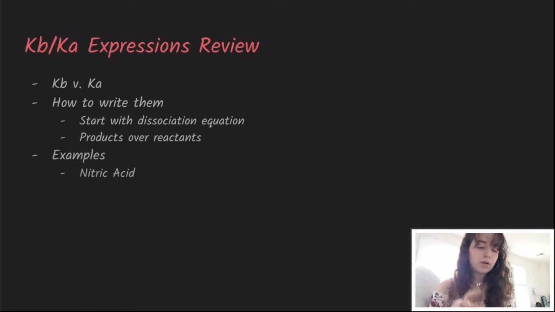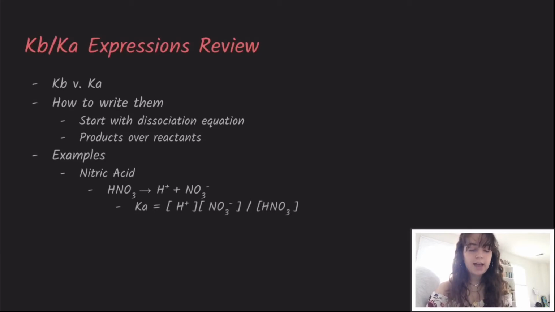Some examples, we have nitric acid. Nitric acid's dissociation equation is HNO3 yields the H plus ion plus the nitrate ion, and the Ka expression is Ka equals the concentration of the H plus ion times the concentration of the nitrate ion all over the concentration of nitric acid. So, calcium hydroxide, a base.